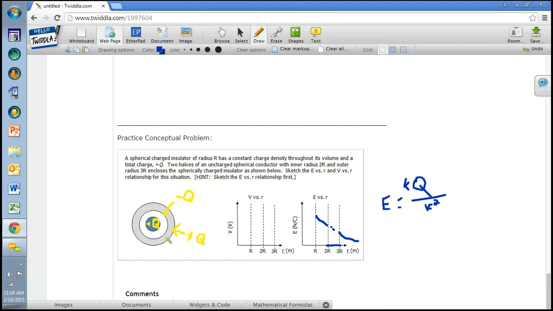And then I have this insulator in here. So what kind of relationship would it be between 0 and R? It has a uniform charge to that. Yeah, there you go. Direct relationship. Does that make sense? Any questions?